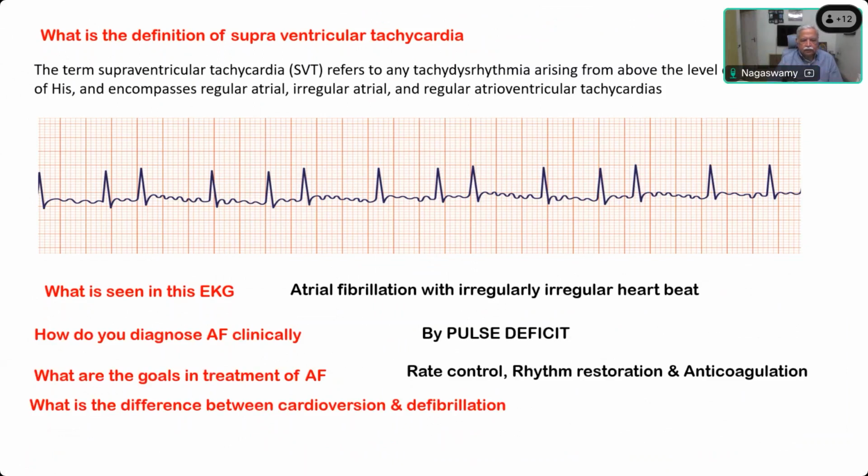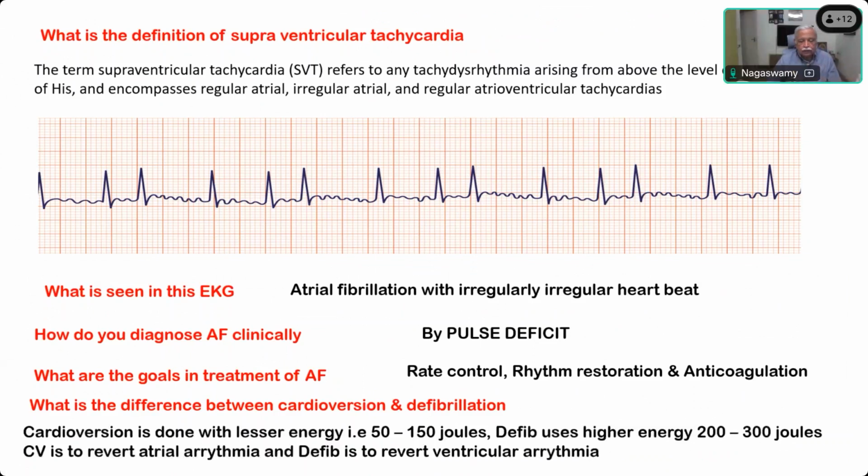What is the difference between cardioversion and defibrillation? Cardioversion is synchronized, whereas defibrillation is an asynchronized current. Cardioversion is done with lesser energy, 50 to 150 joules. Of course, defibrillation can be synchronized also. Defib uses a higher energy, 200 to 350 joules. Cardioversion is to revert atrial arrhythmias and defib is to revert ventricular arrhythmias.